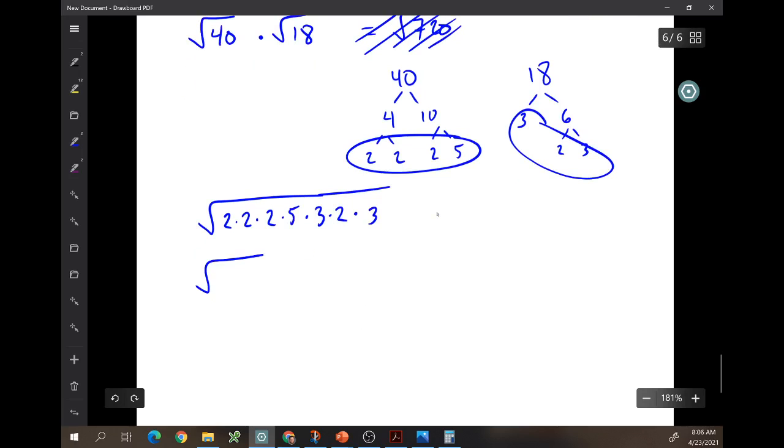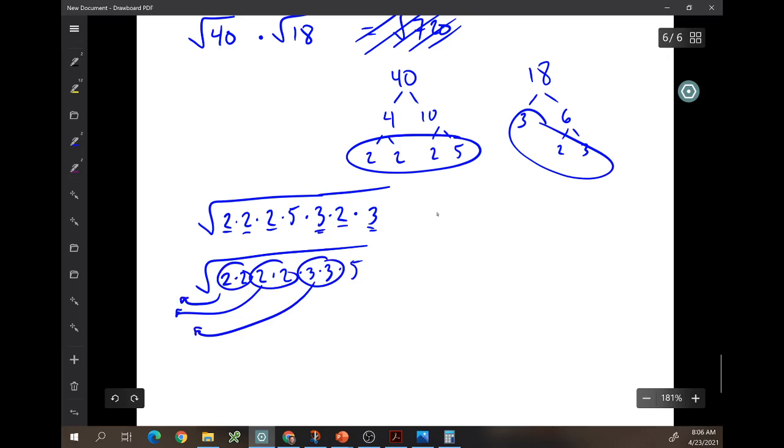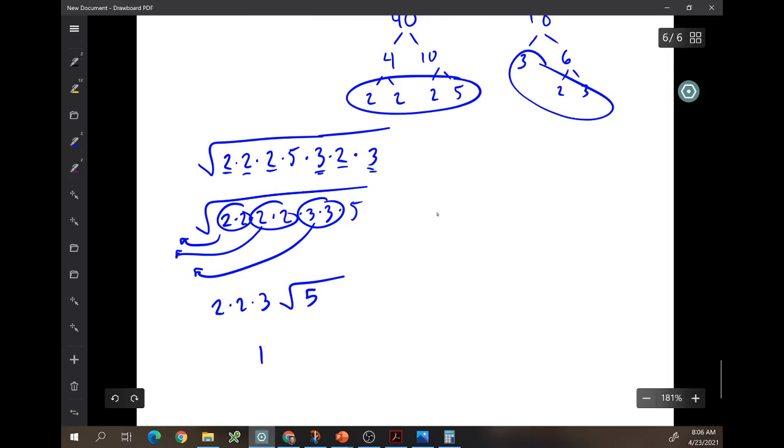Right, and then again, I'm going to rewrite them, sometimes I'll just write all the smallest numbers first. So I have 1, 2, 3, 4 2s. Then I have 2 3s. And then I have that 5. So I have a pair of 2s, another pair of 2s, and a pair of 3s. And so I get 2 times 2 times 3 outside, and then inside is still the square root of 5. 2 times 2 is 4. 4 times 3 is 12. So our answer would be 12 square root of 5.